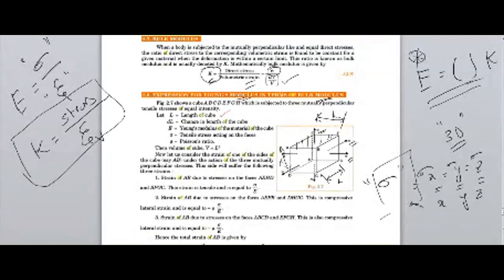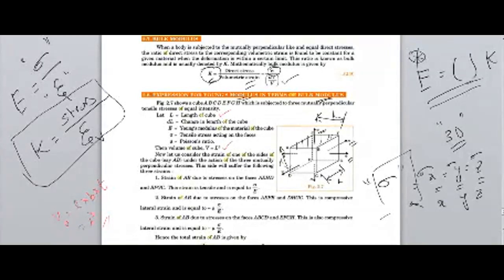Therefore, the volume of a cube can be written as L cube. Initially we derived it as L into B into T for the volume of a rectangular bar. Here instead of B we have L, instead of T also we have L. So we will get L cube. That is the volume of a cube.